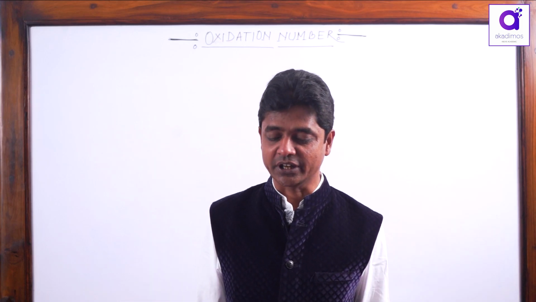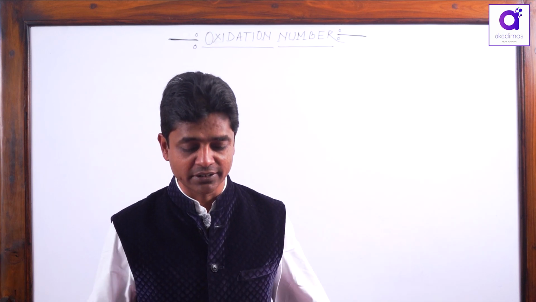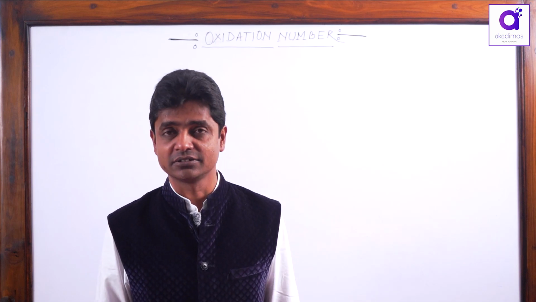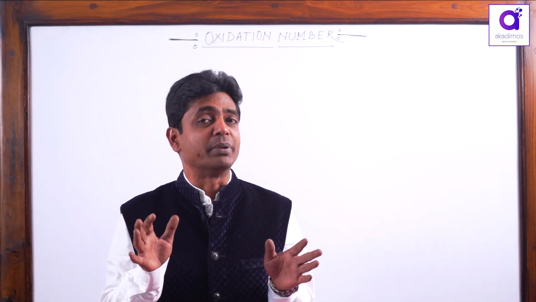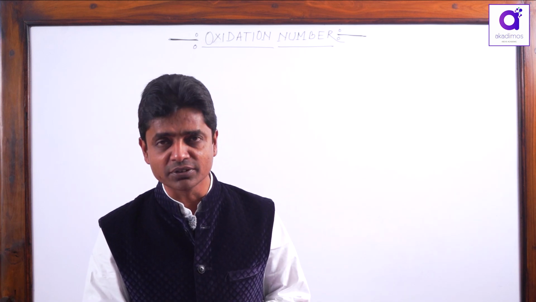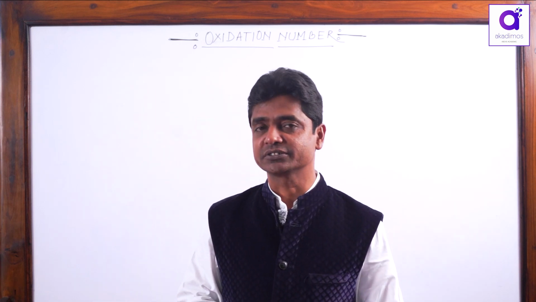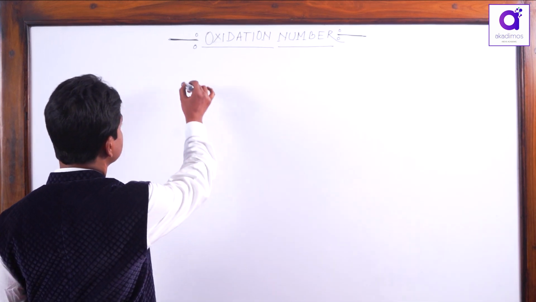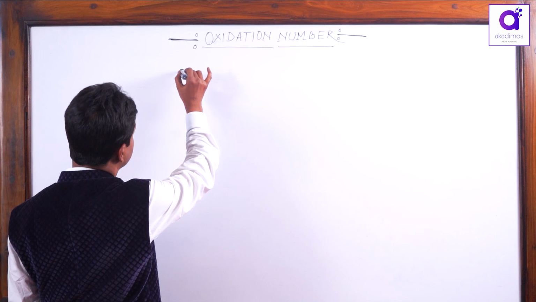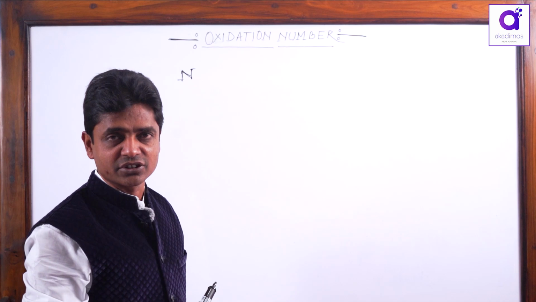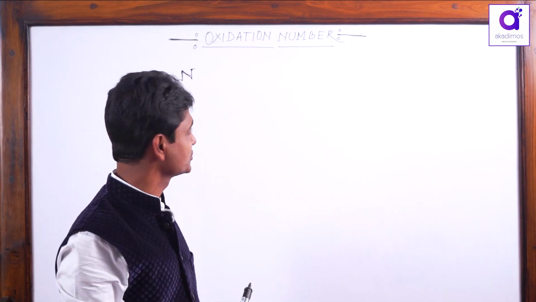Dear students, as you know, we are still cultivating the concept of oxidation number. Let's roll further, and from there you will get an idea of how we'll break the mystery of inorganic reactions by taking the concept of oxidation number. Now, taking the nitrogen atom, you know nitrogen's valence electrons are 5.